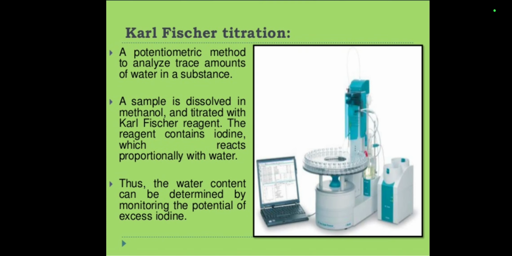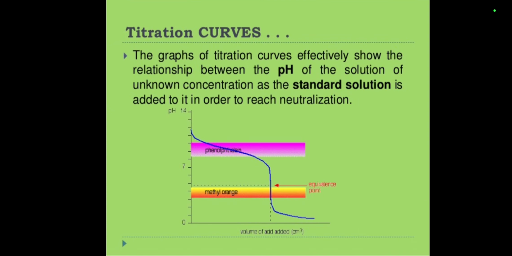What is basically the principle of a Karl Fischer titration? The principle is based on the oxidation reaction between iodine and sulfur dioxide. The water reacts with the iodine and sulfur dioxide to form sulfur trioxide and hydrogen iodide, and the endpoint is reached when all the water has been consumed. So that is Karl Fischer titration.